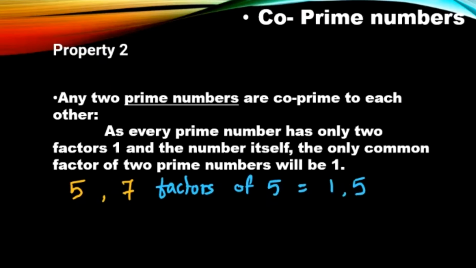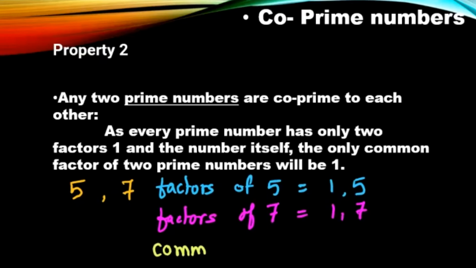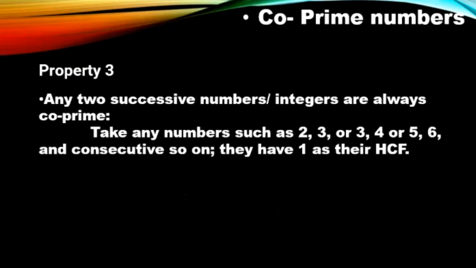Now the factors of 7. As 7 is also a prime number, the factors are 1 and 7 only. If we try to find the common factor, then only one number we will get here, that is 1. And from this we can say that 5 and 7, these two numbers, are co-prime to each other. So children, you can take any other two prime numbers, find out their factors and check whether they are co-prime or not.